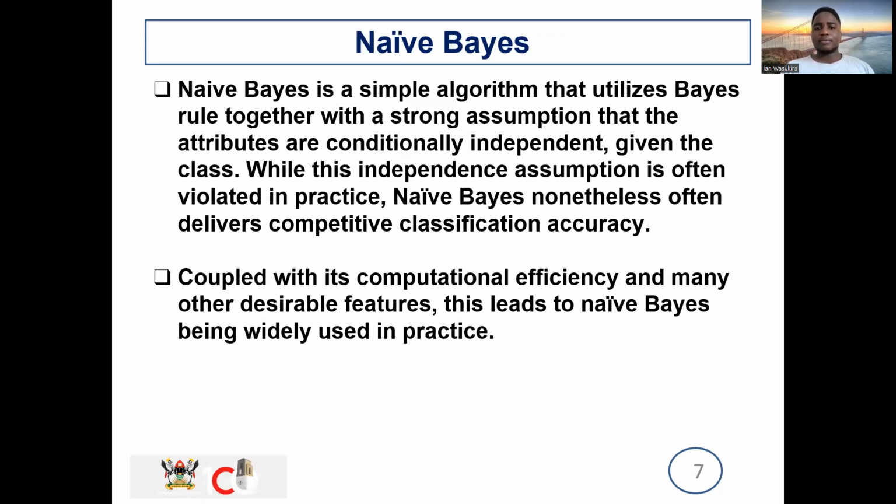As we looked at, Bayes theorem actually doesn't state this assumption of conditional independence. It just states the theory as one event being dependent on the other. But naive Bayes goes ahead to emphasize this particular part of being independent. Coupled with this assumption, efficiency, and many other desirable features, this leads to naive Bayes being widely used in practice.